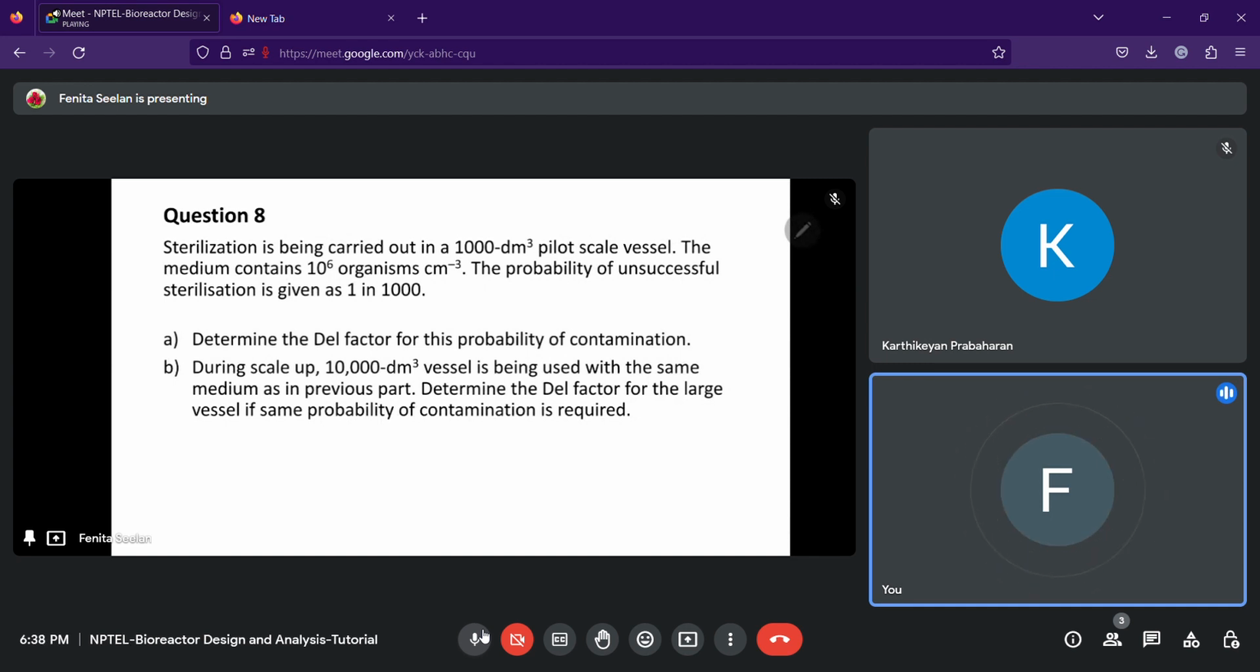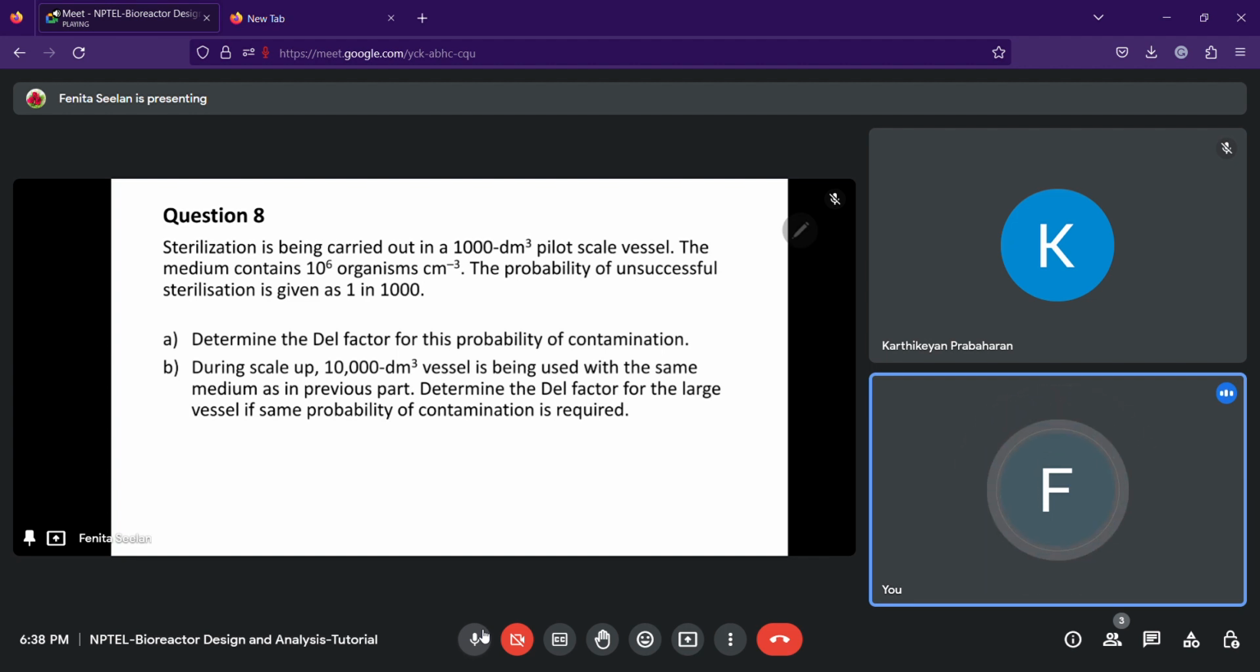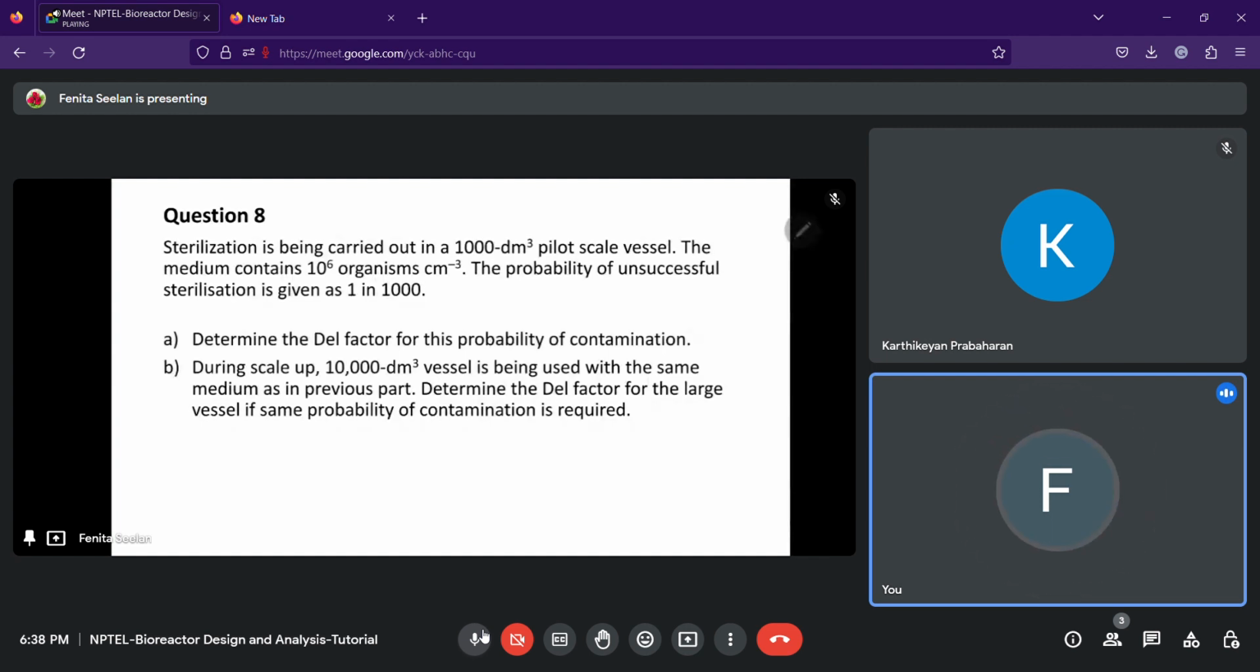So the question is: sterilization is being carried out in a 1000 decimeter cube pilot scale vessel. The medium contains 10 power 6 organisms per centimeter cube. The probability of unsuccessful sterilization is given as 1 in 1000. Question A is to determine the del factor for this probability of contamination. And question B is to determine, during the scale up in a 10,000 decimeter cube vessel with the same medium as in the previous part, the del factor for the large vessel with the same probability of contamination required. So let's start solving the problem.